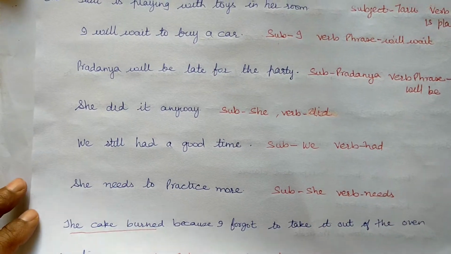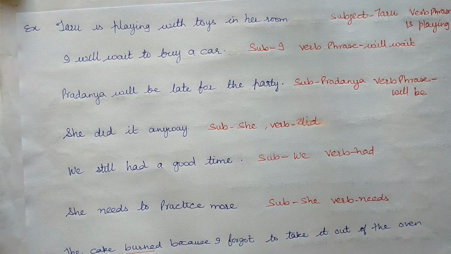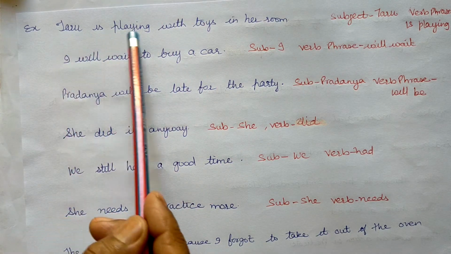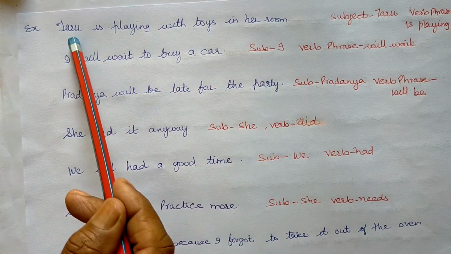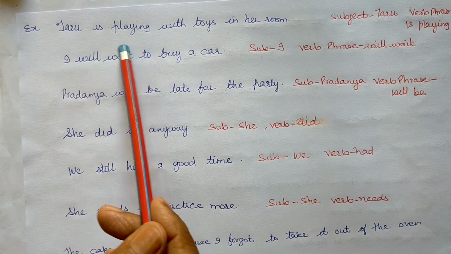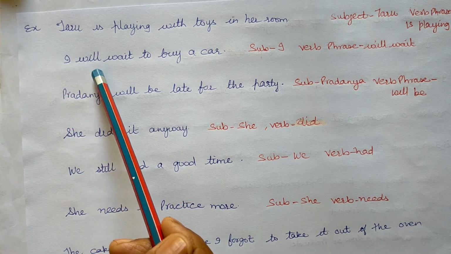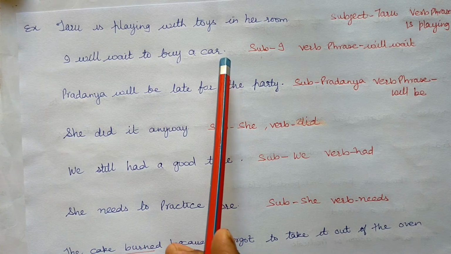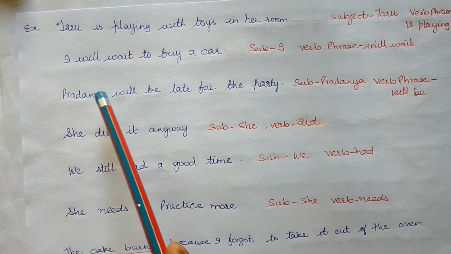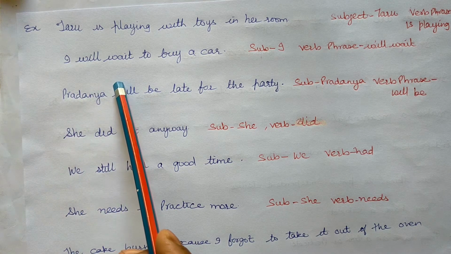Example. Let us see the example. Taru is playing with toys in her room. Here, this one is an independent clause. It contains the subject Taru and the verb phrase is playing. The clause expresses a complete thought and stands on its own as a sentence.